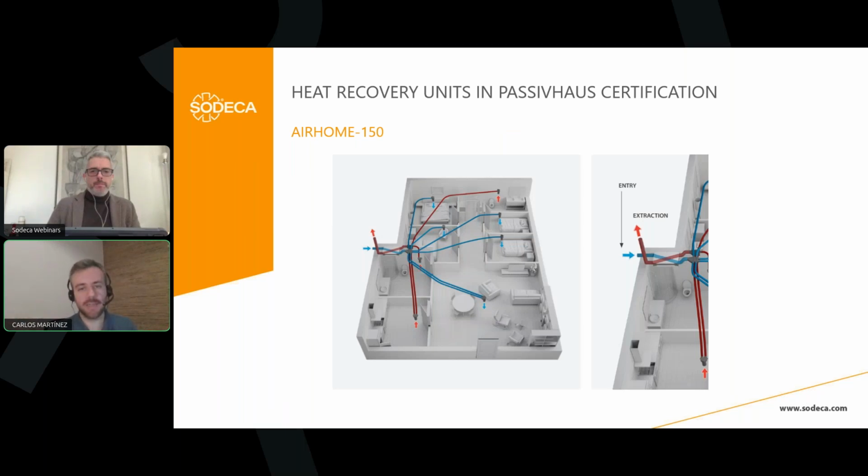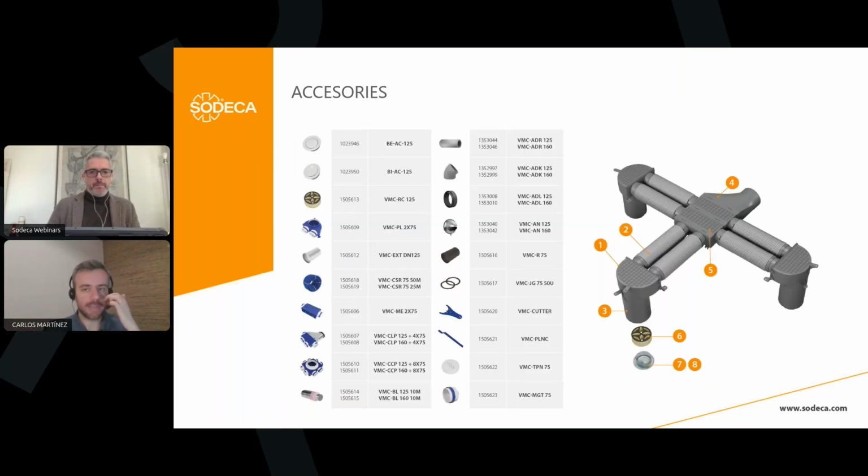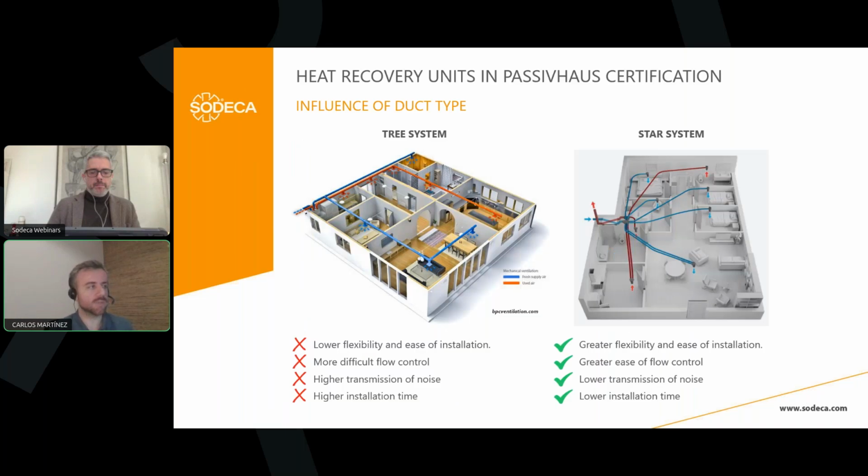Okay, we are supplying fresh air in the dry rooms, and we are extracting the air from the kitchens and the bathrooms in the bedrooms. Okay, so those are the accessories we will use in our case. I am going to change to the other slide because the influence of the duct type or the distribution type we are selecting is very important.